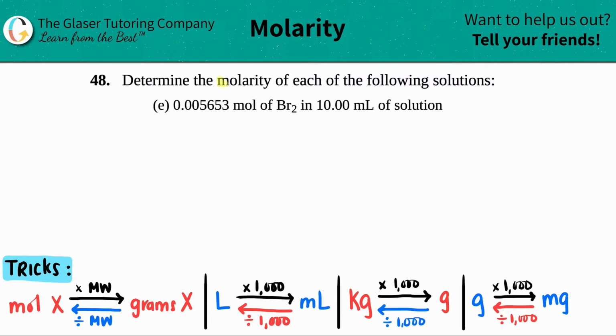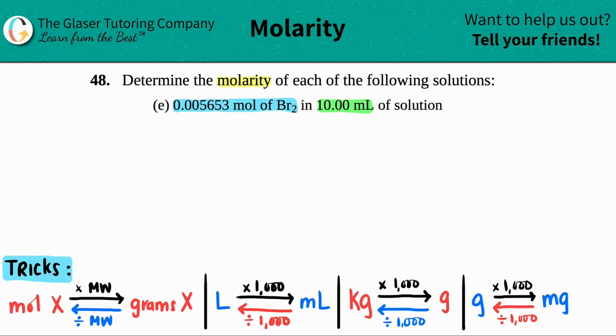48, determine the molarity of each of the following solutions. And then we have letter E. In this example, we need to find the molarity when we're given 0.005653 moles of bromine, Br2, and that's all in 10 mils or milliliters of solution. We want to find a molarity, right?